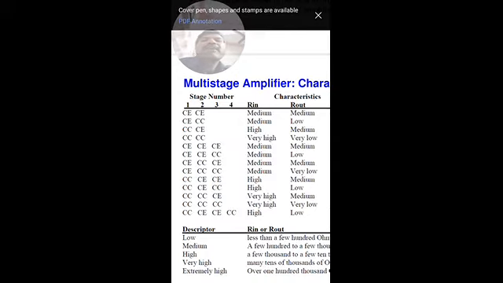Similarly, coming to the next multi-stage amplifier configuration, that is CE in the first stage and CC in the second stage.